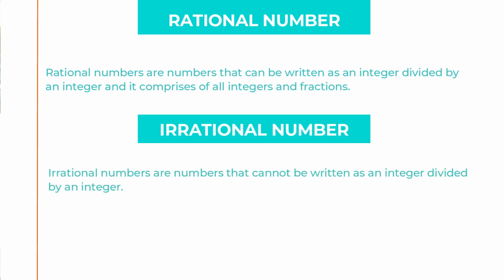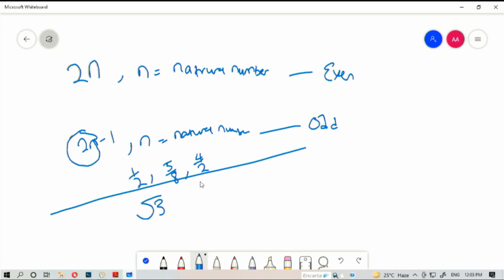And irrational numbers are numbers that cannot be written as an integer divided by an integer. For example, the square root of 3. The square root of 3 is definitely a number that will give me a decimal, and I cannot truncate at some point and write this answer as a fraction.